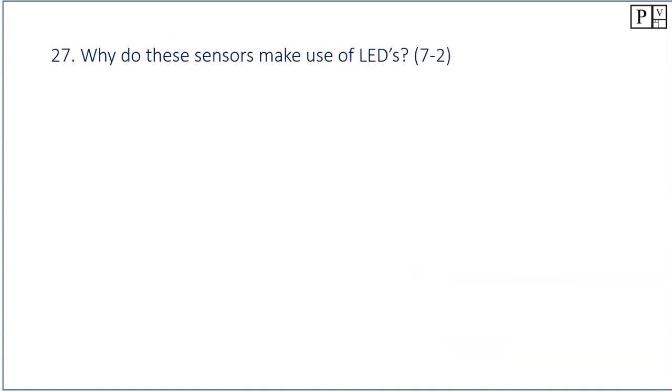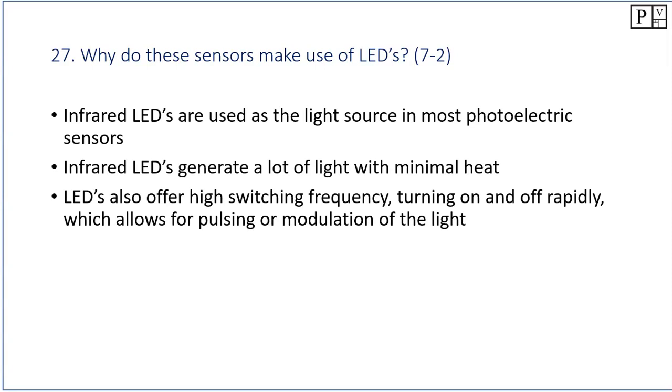27, why do these sensors make use of LEDs? So the beauty of an LED is that it doesn't have a filament, so the filament's not going to break. And you can turn them on and off thousands of times a second. You can also crank the current to them, and as soon as they're going to blow up, you can stop the current to it. So they're pretty resilient. You can get them super bright, and then as soon as they're going to pop, you turn it off. Super bright, and then turn it off. And you can do that thousands of times a second.